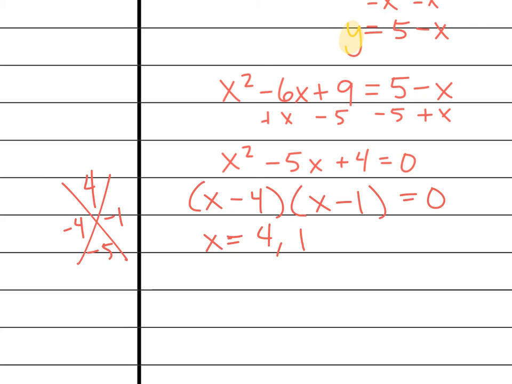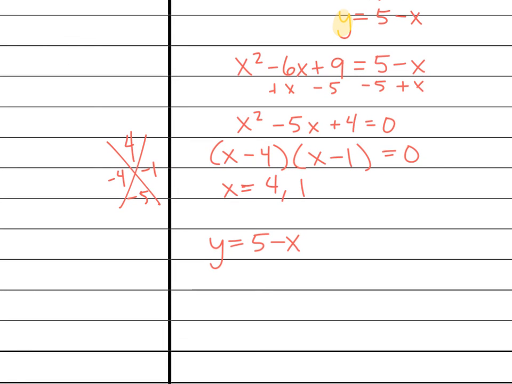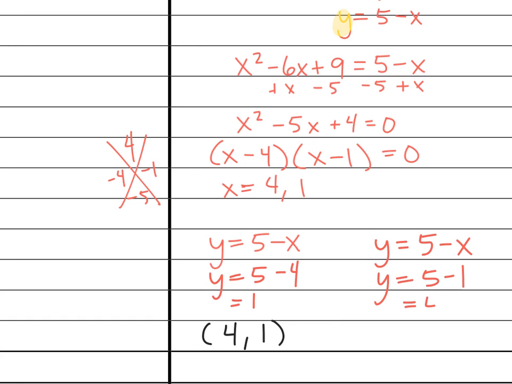But remember, we're solving a system, so we have to get the y values as well. So we'll use our equation, plug in our x value, and so our first y value is 1, which gives me the point 4, 1. Do it again. Plug in your x value. This time I'm using 1. So I get 4, which gives me the point 1, 4. So my two answers are right here.